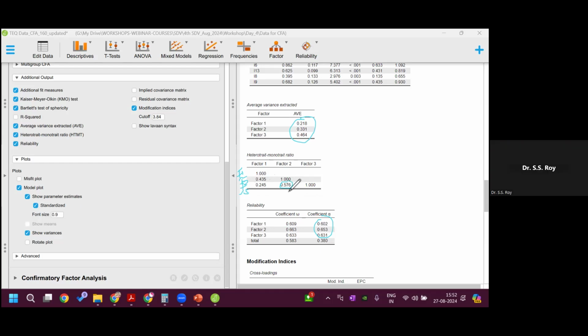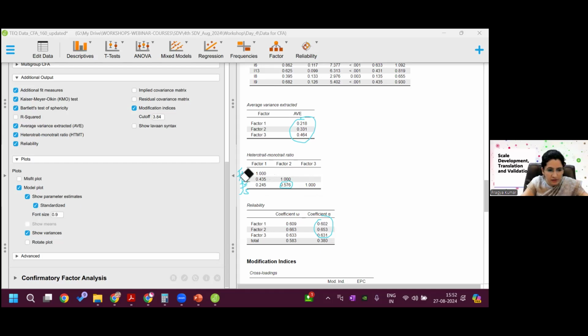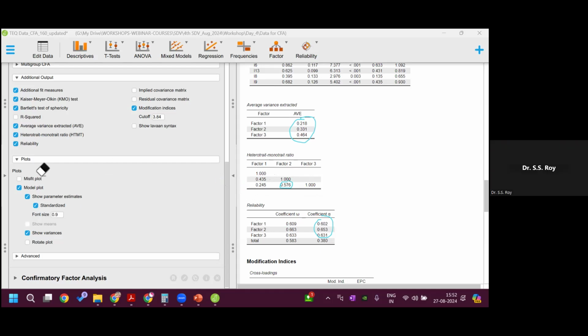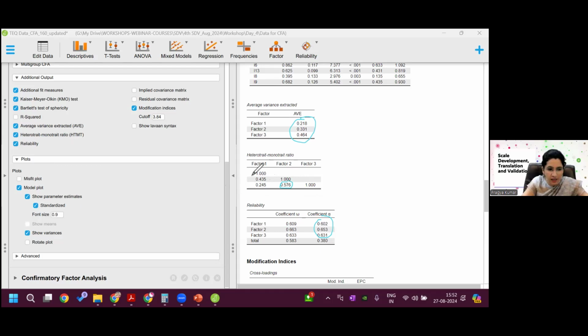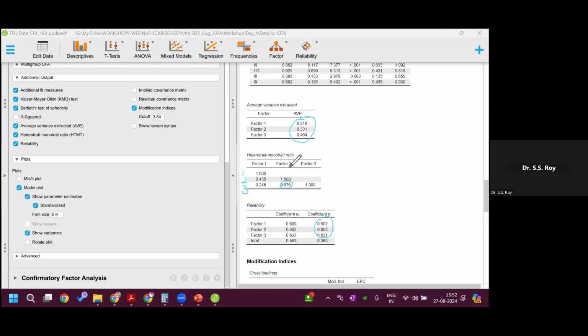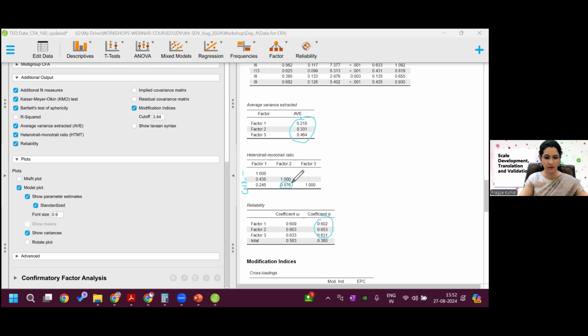Okay. This is factor 2, and here you imagine, let me erase it. 0.56, 0.57, okay. I'm not writing factor as I'm very slow with this pen. So just think this is factor 1, 2, and 3 here also. So this is between 2 and 3, 0.57. This 0.3 is between 1 and 2. And this is between 1 and 3, 0.25.